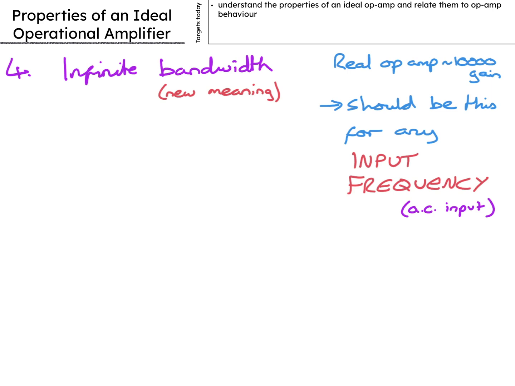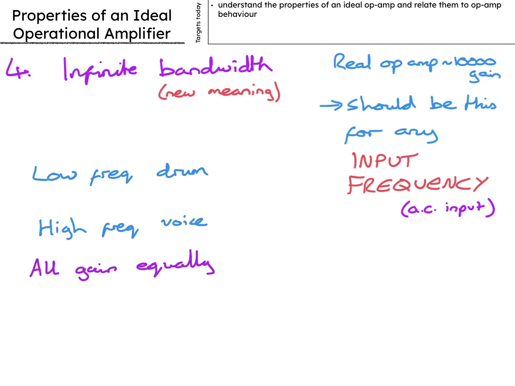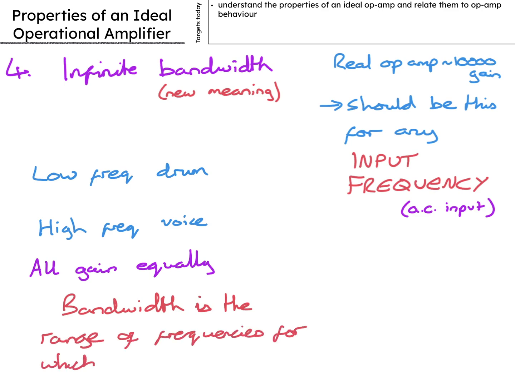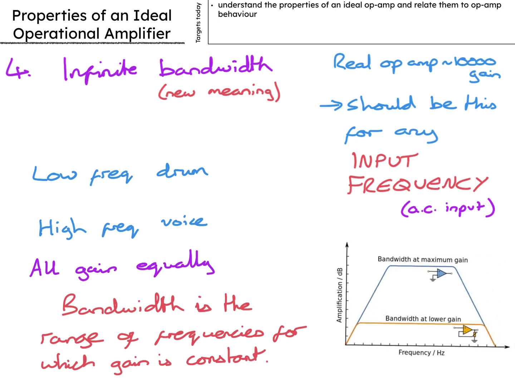Think of amplifying a song, if that helps. All the sounds have different frequencies. If we amplify the song, we want all the sounds to increase in volume evenly. For an op-amp, its bandwidth is the range of frequencies for which gain is constant. On a graph, it looks like this. The flat region is the useful region for the op-amp. Ideally, the flat range would be infinitely wide and cover all frequencies. And that's what property number 4 means by infinite bandwidth.